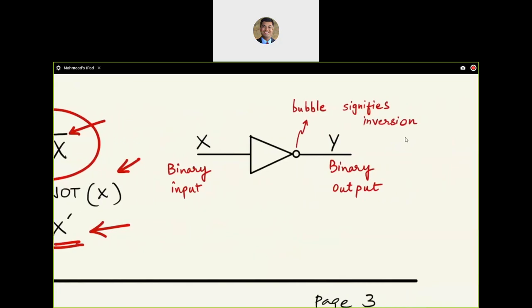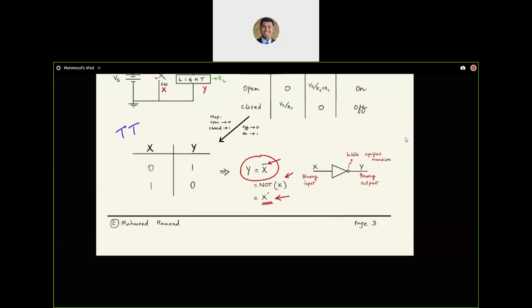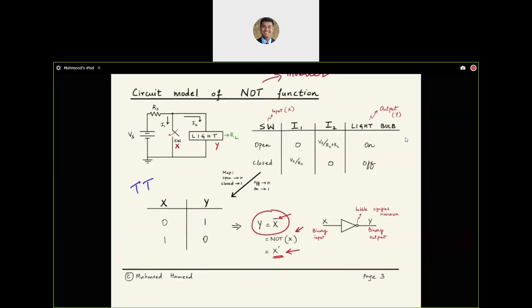The symbol has input on the left side, output on the right side. We still have binary input and binary output for X and Y respectively. And we still have the triangle, which was the buffer, but we have a bubble in front of that buffer, and the bubble is what signifies inversion. So that's your NOT function.